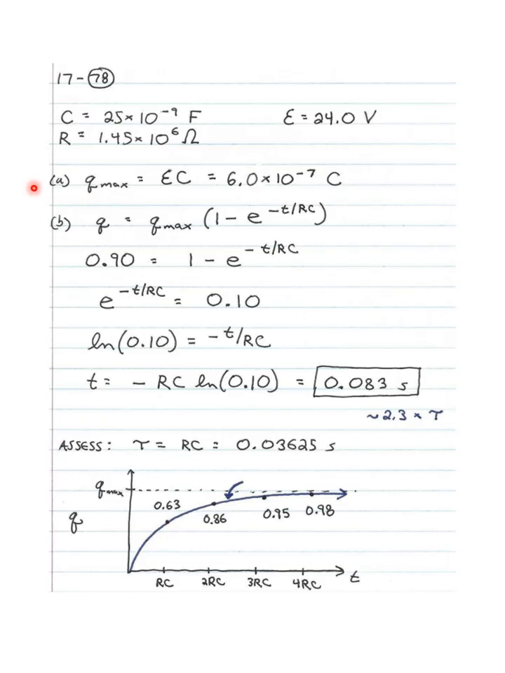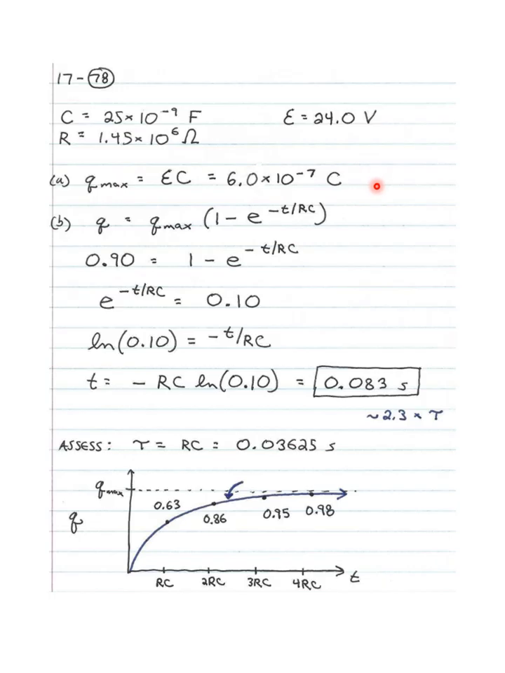Part A, the maximum charge is just the voltage times the capacitance. Imagine this is not an RC circuit. Imagine it's just a battery with some voltage and the capacitor. That's what the maximum charge would be. So the voltage times the capacitance. Elsewhere in the chapter, we've simply seen Q equals VC. And so we get 6 times 10 to the negative 7 coulombs.